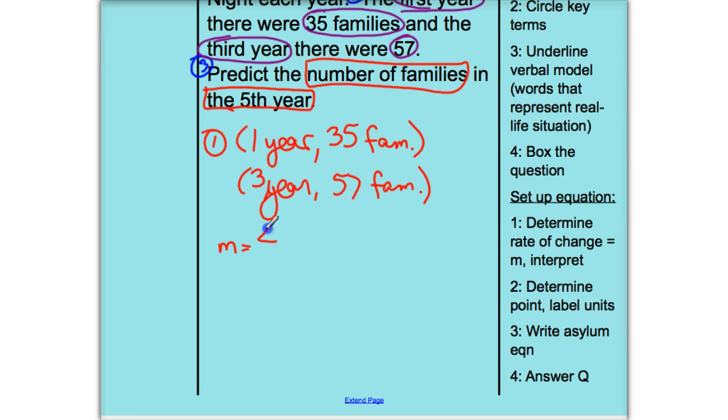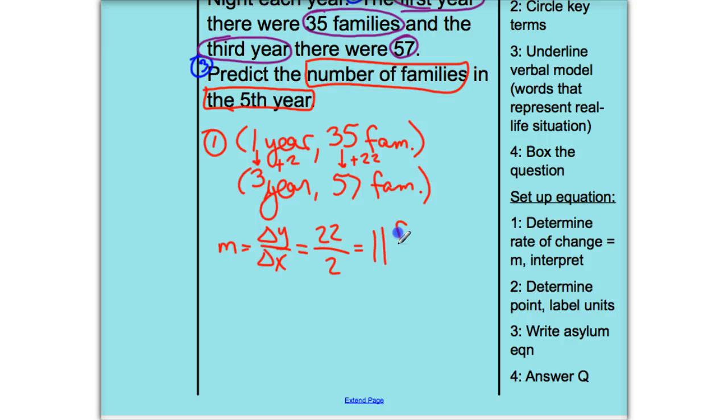So when we're given 2 ordered pairs to find our rate of change, we do change in y over change in x. So what did I do to my 35 to make it a 57? I added 22, so that's my numerator. What did I do to my 1 to make it a 3? I added 2, so that's my denominator. 22 divided by 2 is 11, and make sure you get your units.